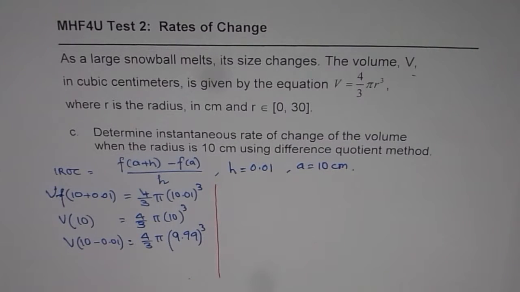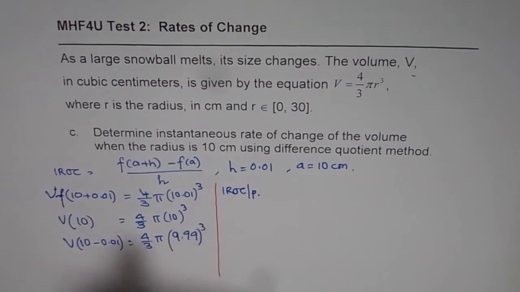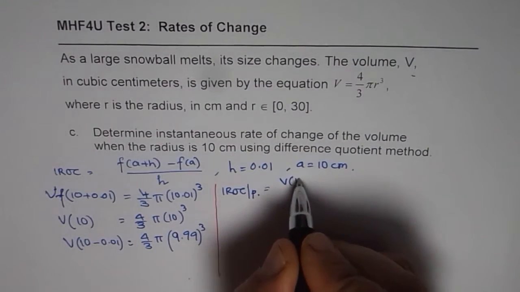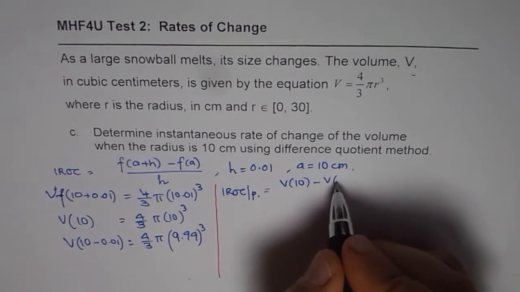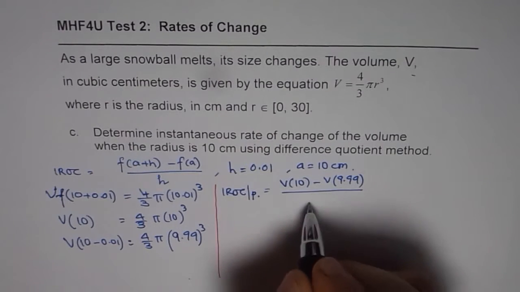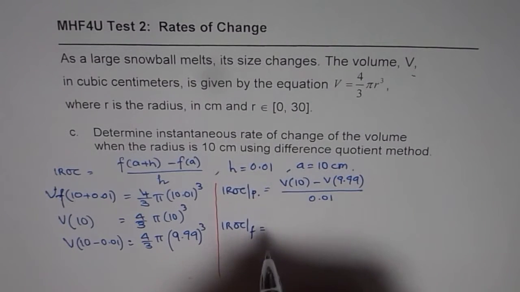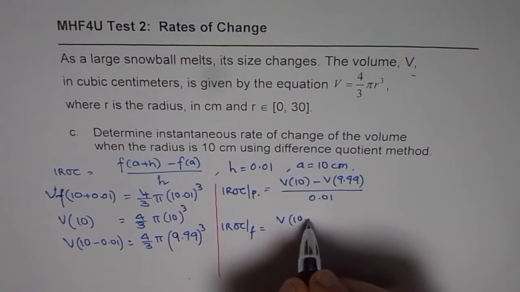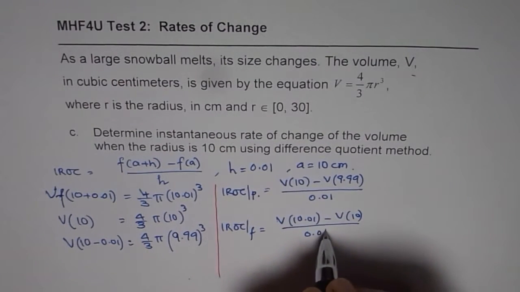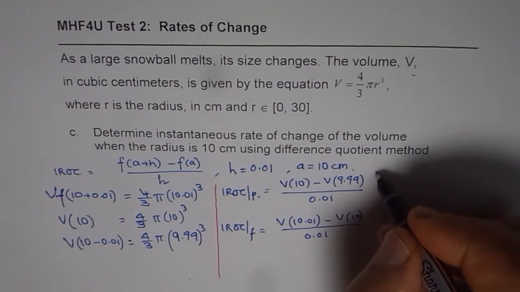So we could write here instantaneous rate of change, preceding method. Preceding will be including these two values before 10, so it will be V of 10 minus V of 9.99 divided by 10 minus 9.99, which is 0.01. Similarly, calculate instantaneous rate of change for the following, which will be V of 10.01 minus V of 10 divided by 0.01. Once you have calculated these values, then you find the average of the two to get the accurate answer.